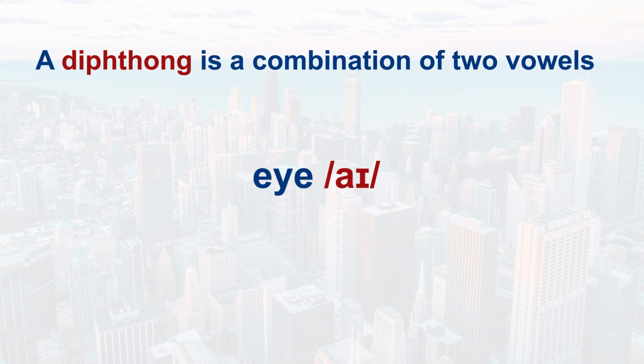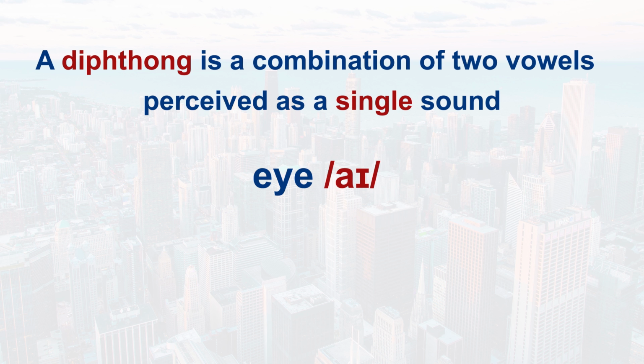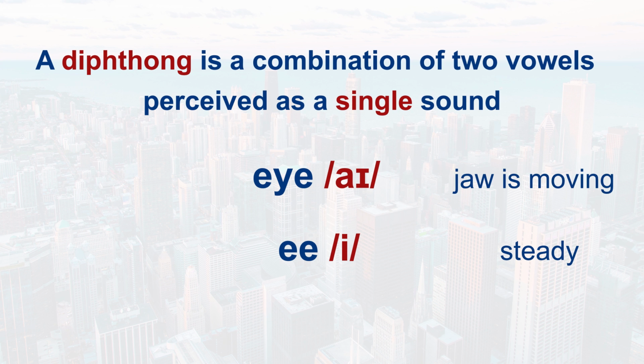A diphthong is a combination of two vowels, like the sound in the word eye. Native speakers of English perceive a diphthong as a single sound. However, if you say e, you can notice that your mouth position is steady. But if you say ai, you're moving your jaw because you're gliding from a to e.